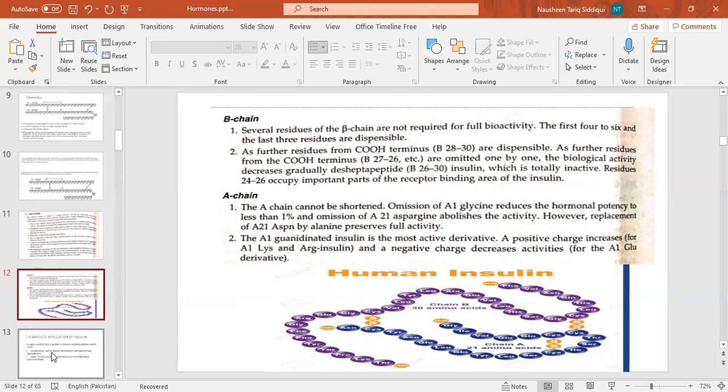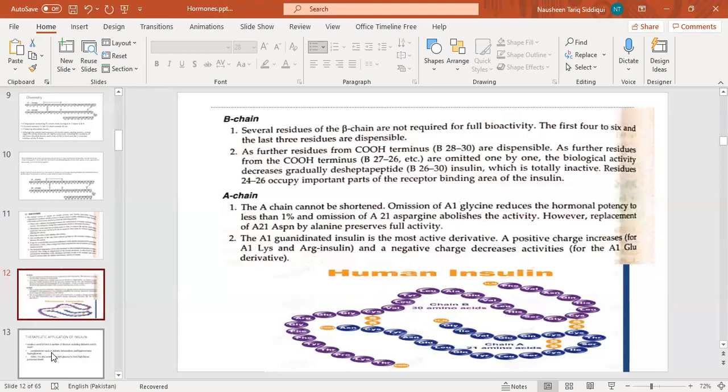But if this is the desheptapeptide insulin, basically its lysine has been completely replaced with arginine, then the biological activity becomes completely inactive. Okay. Residues 24 to 26 occupy important parts of the receptor binding area of the protein, so you cannot change the 24 and the 26 amino acid.